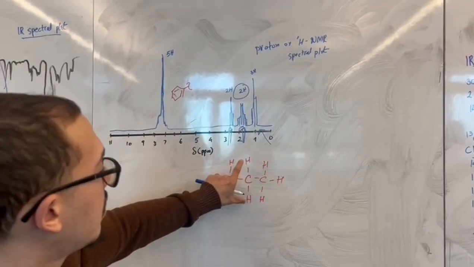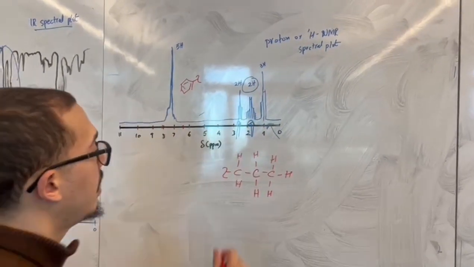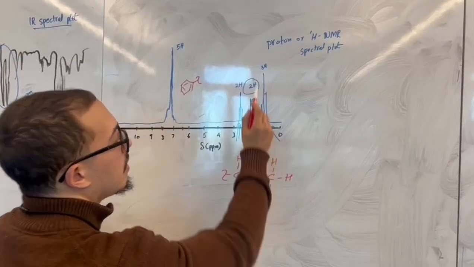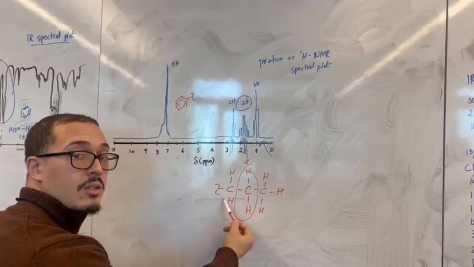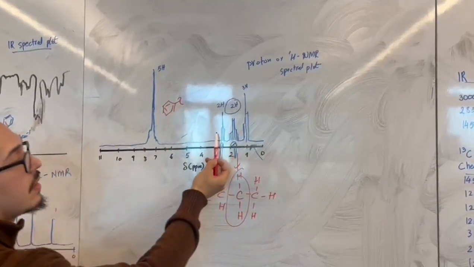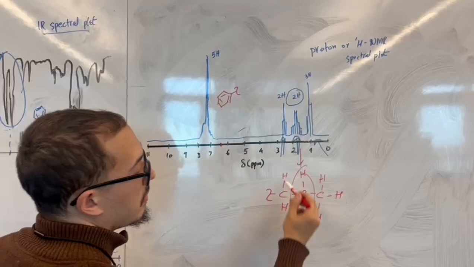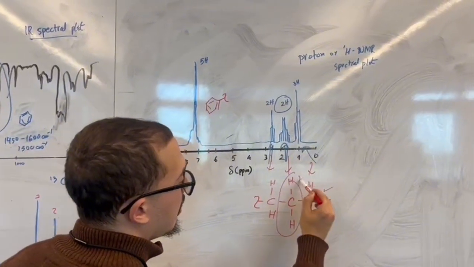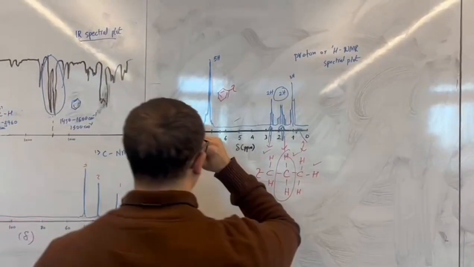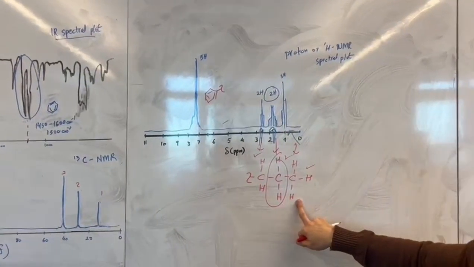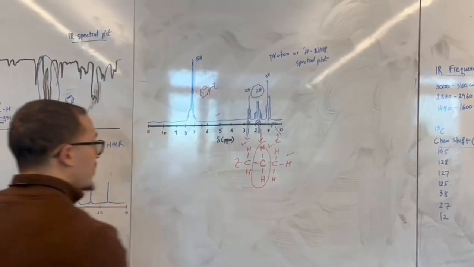Counting this, so 2 hydrogens, 1, 2, 3, 4, 5 neighbors, n+1 rule, 6, that's a sextet, that works out. 3 hydrogens should give a triplet. So here we have 3 hydrogens, 2 + 1, n+1 rule, triplet. And finally right here, 2 hydrogens, 2 + 1, we have a triplet. So this checks out, we're good here, good here, good here. Putting the pieces of the puzzle together, we take our benzene ring and our alkyl group, our propyl group specifically, and we get this structure.